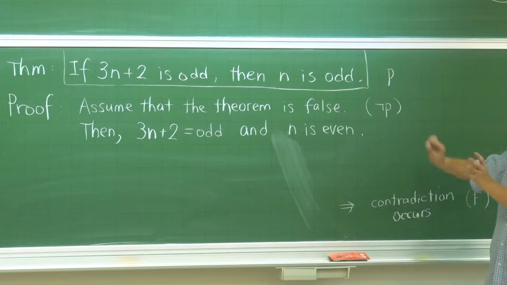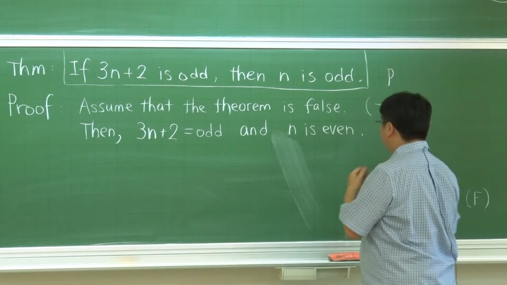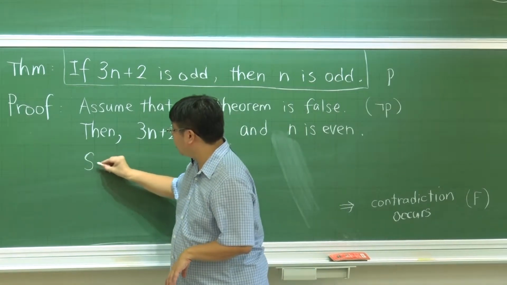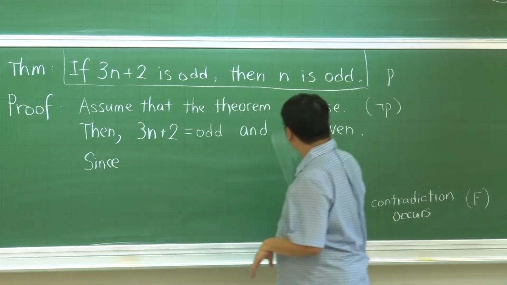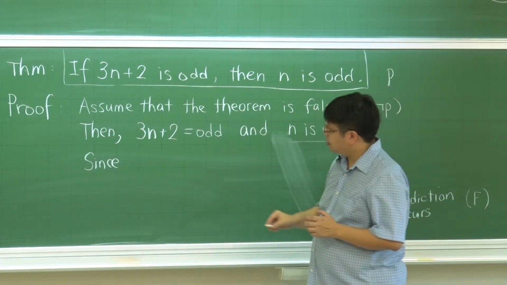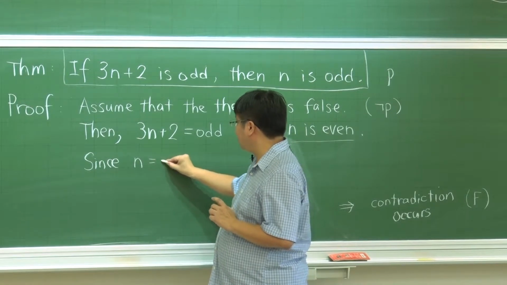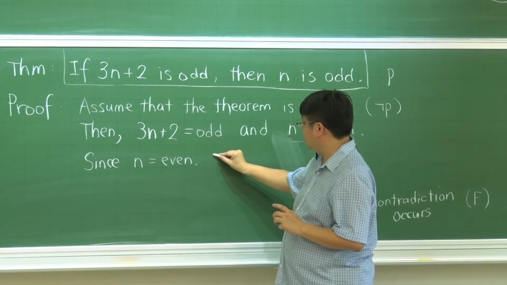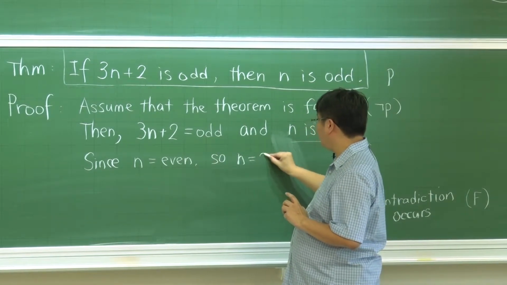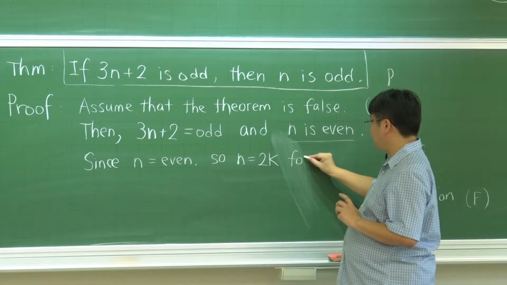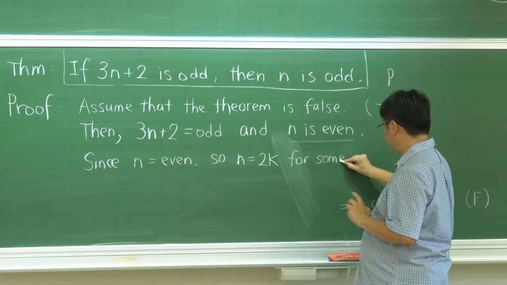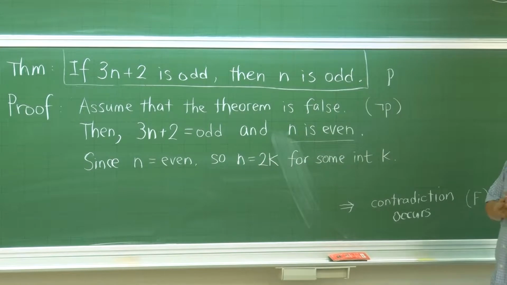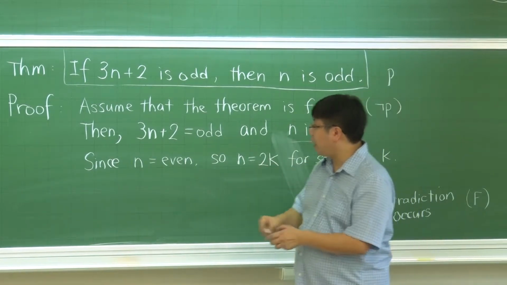Now, let's try to get a contradiction. But getting a contradiction could be messy. So we have to be clear which sentence we are using. So here, let me write down. I'm going to use this fact, n is even, to help us. Since n is even, it means that n is equal to 2k for some integer k. Is that okay? Now n is equal to 2k for some integer k.